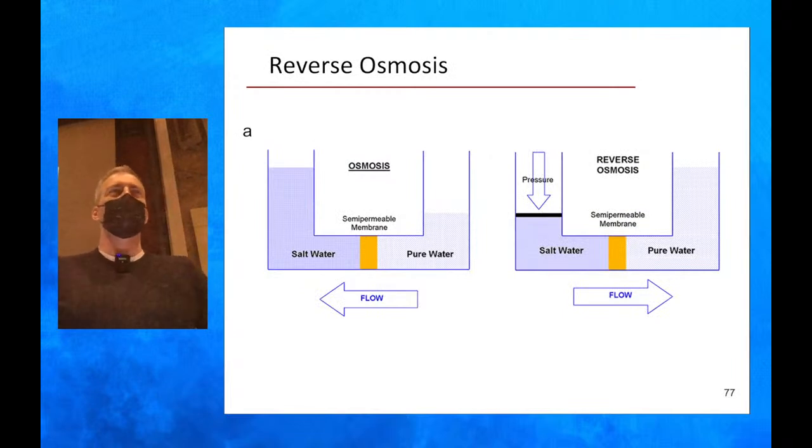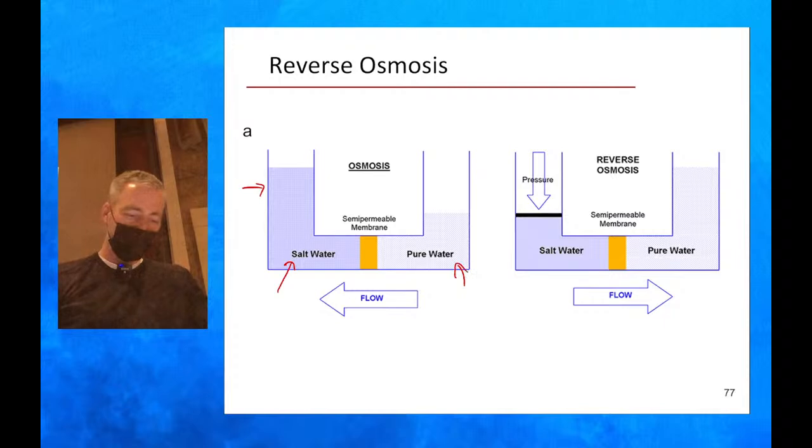So reverse osmosis is basically osmosis, but with the direction reversed. If you have a situation like this, a tube shaped like a U, and you have a semi-permeable membrane separating two halves, you have salt water on one side, pure water on the other. We know the pure water wants to go through the membrane to the salty side. That's just regular old osmosis, and that'll cause the level here to go up.